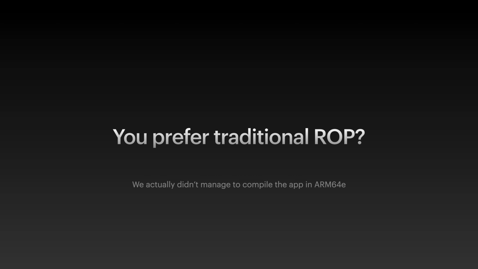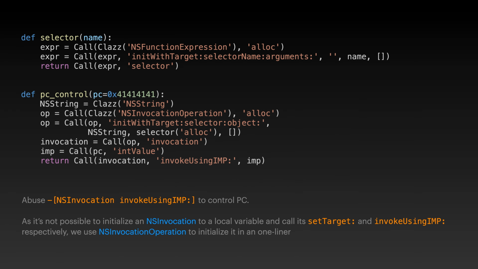Due to a mistake that I made, this challenge binary was not actually compiled to ARM64e. Though we did have an iPhone XR, return-oriented programming is still working. All you need to do is to take over the program counter register. So we can use this NSInvocation's invokeUsingIMP to control the PC register and start a ROP chain.